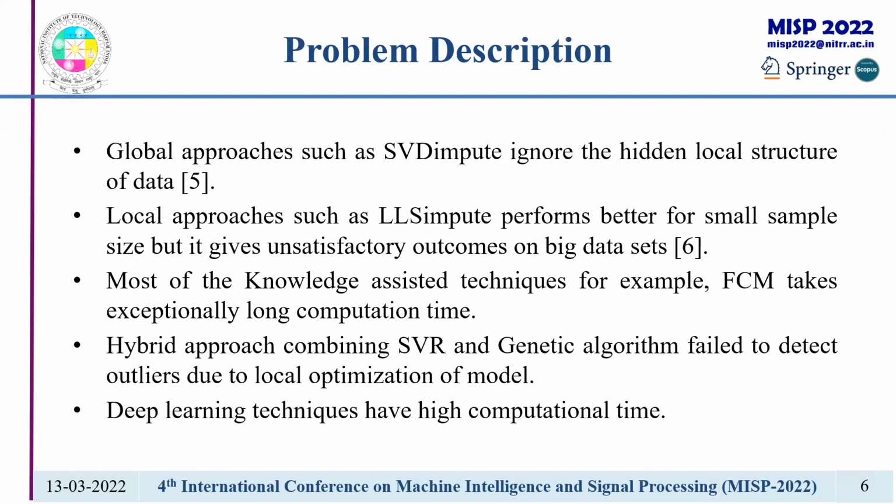These are the problem descriptions. Global approaches such as SVD impute ignore the hidden local structures of the data, and local approaches such as LLS impute perform better for small sample sizes, but give unsatisfactory outcomes on big data sets. And most knowledge-assisted techniques, for example FCM, take extremely long computation time, because in knowledge-assisted techniques we have to know about the domain knowledge. So that's why it takes a long computational time. And hybrid approaches combining support vector regression and genetic algorithm fail to detect outliers due to local optimization of the model. And deep learning techniques have high computational times.